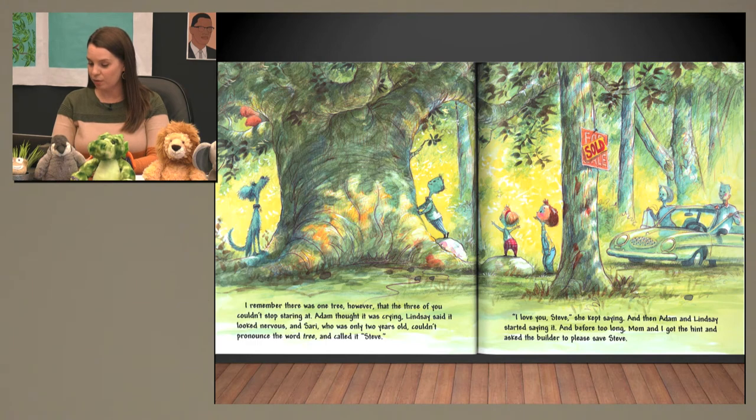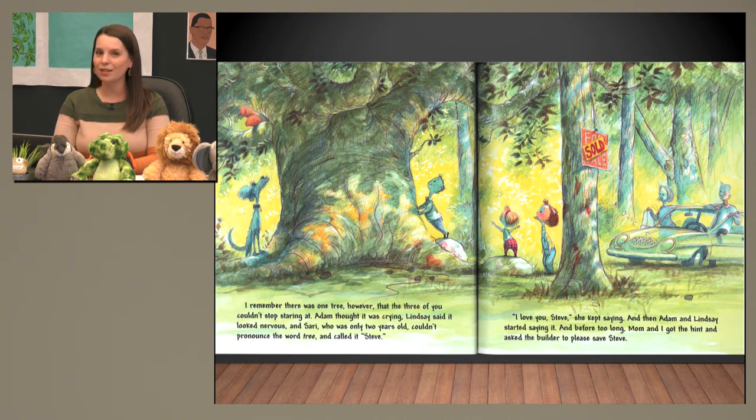I remember there was one tree, however, that the three of you couldn't stop staring at. Adam thought it was crying. Lindsay said it looked nervous. And Sari, who was only 2 years old, couldn't pronounce the word tree and called it Steve. I love you, Steve, she kept saying. And then Adam and Lindsay started saying it. And before too long, Mom and I got the hint and asked the builder to please save Steve.